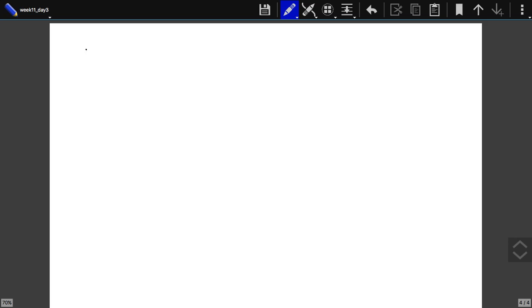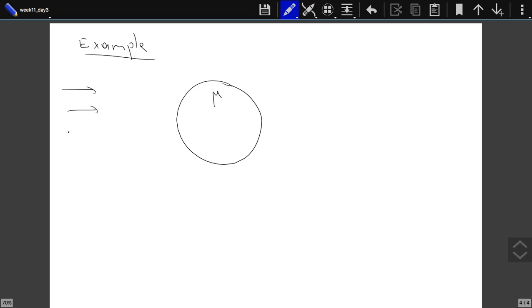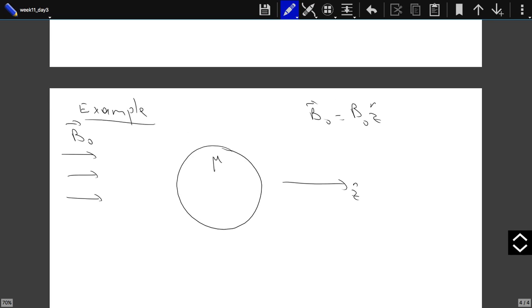Now let's do our example. Let's assume we have a sphere with magnetic permeability mu. It's in empty space. And outside, far away from our sphere, we have a B field, which is uniform. So we can just choose our z-axis to be in the direction of our B field, so B0 will be just B0 in the z direction. Now the question is, what is the H field, what is the M field, what is the magnetization of my system, etc.